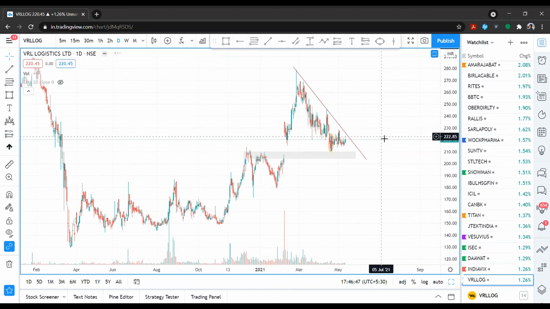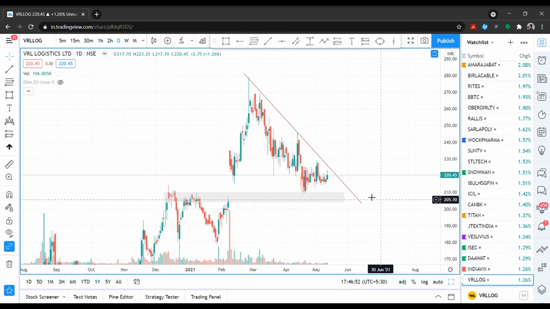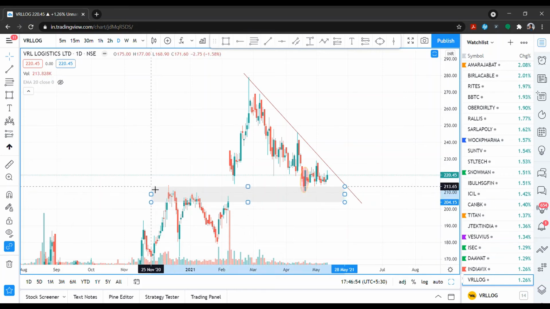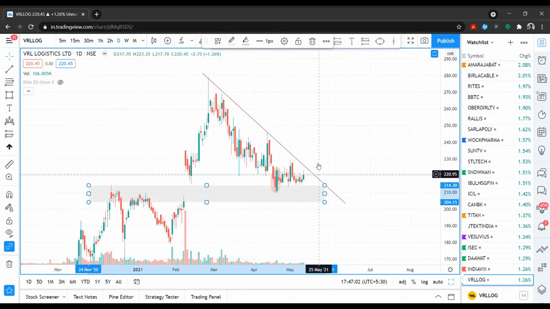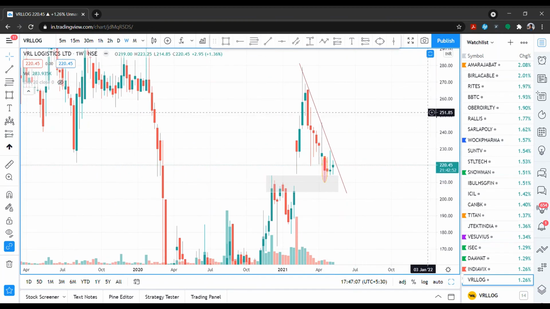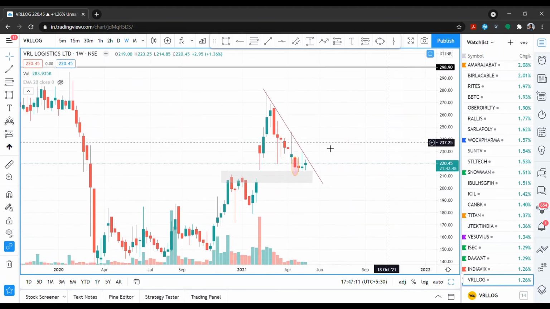Okay, if you see here, VRL Logistics is coming to these levels. And we had a gap also here. It's kind of getting filled, and as soon as the price breaks out of these levels, there is a great probability that I might take a trade here. It also depends upon the market condition. But I believe this can be a good trade.